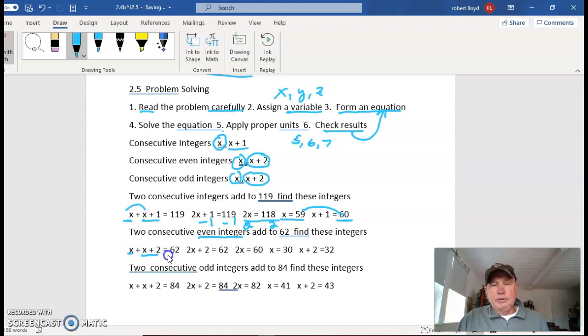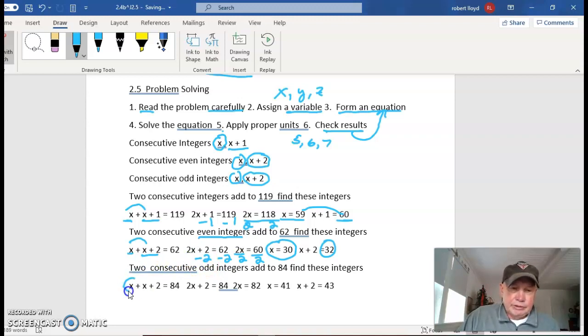If we add those two together, they have to come up to 62. So we combine the x's, 2x plus our 2 equals 62. Undo the addition, get 2x equals 60. Undo the multiplication by dividing, and x equals 30. 2 more than that is 32. Add these together and you get your 62. So again, we're using the same variables for the consecutive odd ones as we did the even ones.